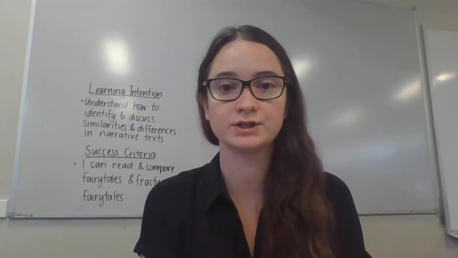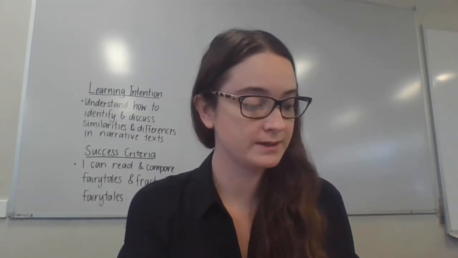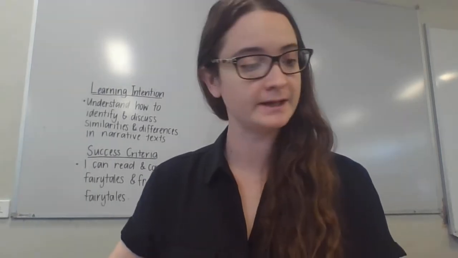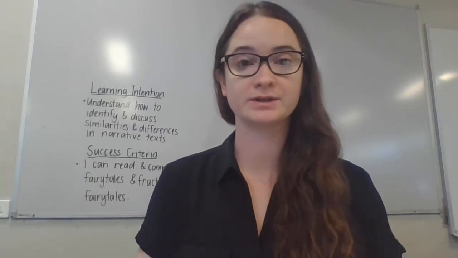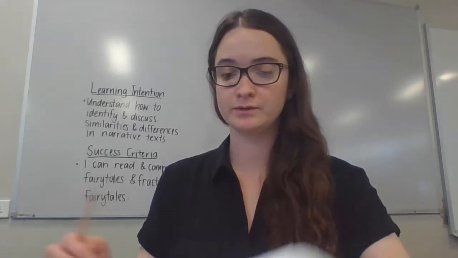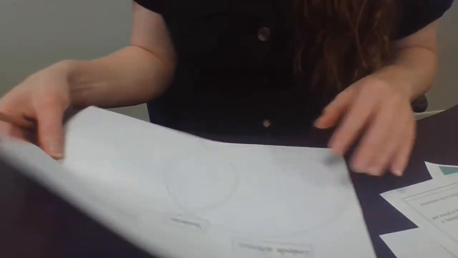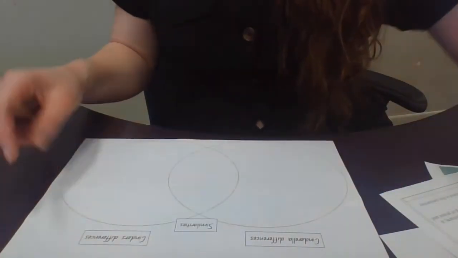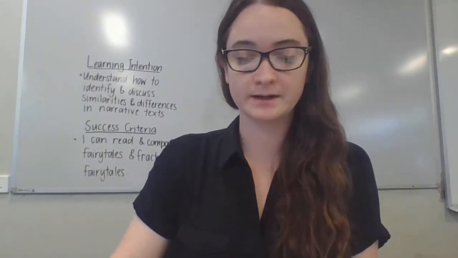Okay, next question. What do you think these stories are about? So maybe 1 to 2 sentences on what you think these stories are both about. Okay, well done on answering those 3 questions. Now you'll move on to your Venn diagram. And you will need to list similarities and differences.